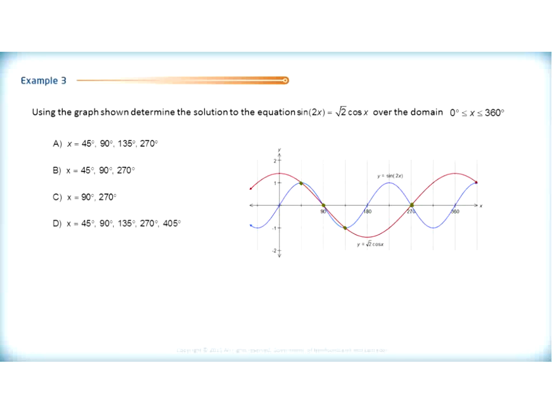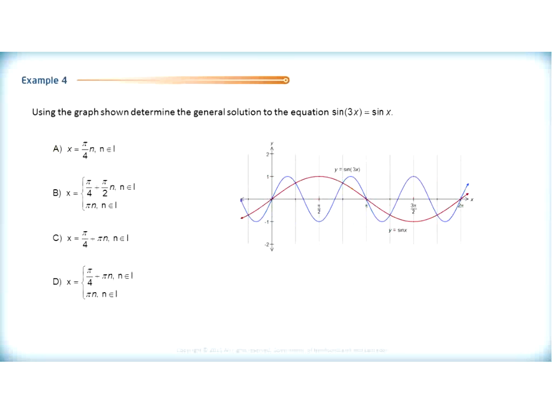So my answers are going to be 45 degrees, 90 degrees, 135, and 270. Correct answer is A. All we're doing is looking for the points of intersection where the two graphs intersect. And let's have a look at one more example. This is going to be a short lesson. Here's our last example.